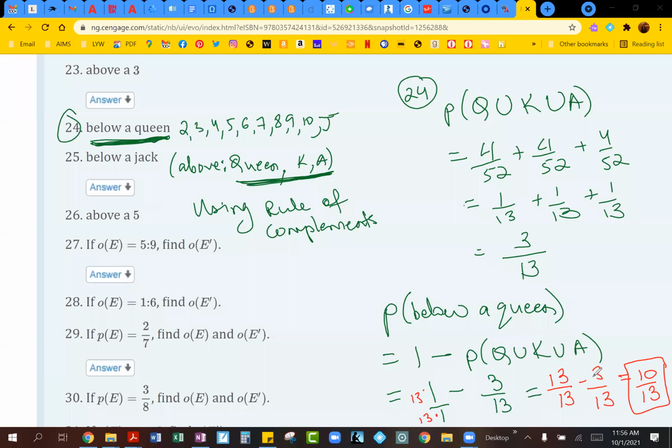So you can see with the rule of complements, we just have to find the probability for all of the cards which were not included in this event, and then subtract that from 1, and that gave us our final answer over here. Go ahead.